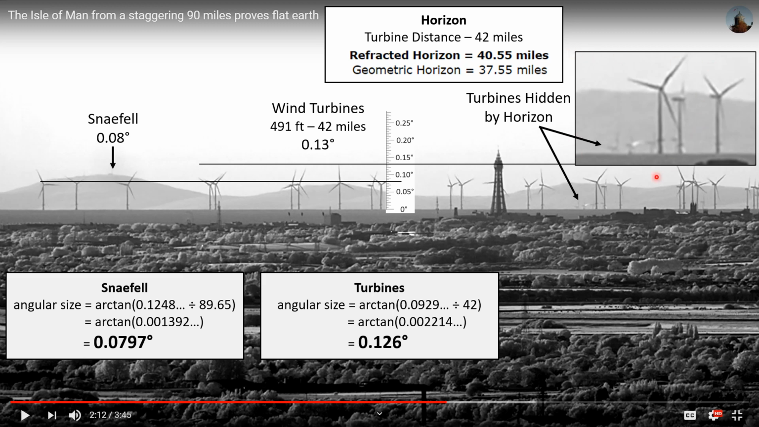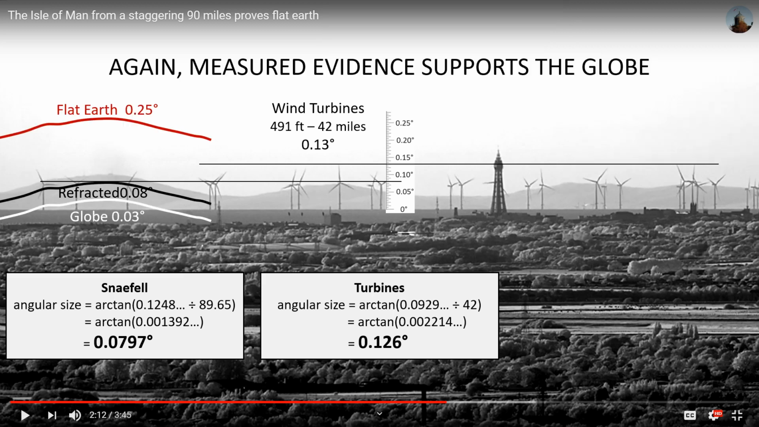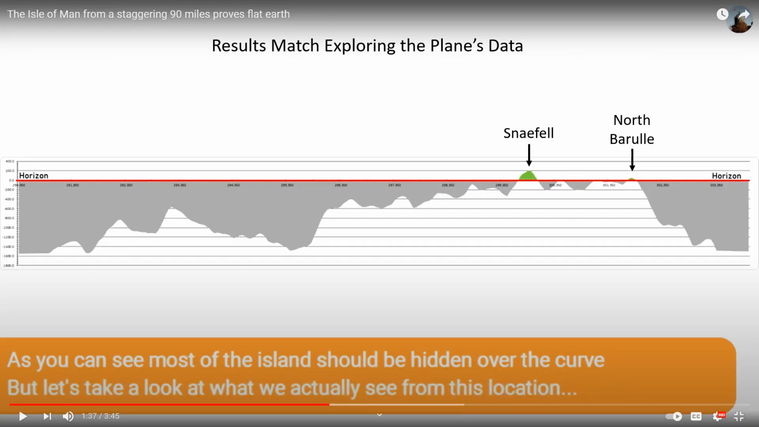And I want to point out something else. This is a blow-up of this area here, and you can clearly see that there are 3 turbines here where most of the mast is hidden by the horizon. Why would we see this on a flat Earth? And here's another example where measured evidence supports the globe. The refracted hidden is the best match, followed by the geometric hidden, and dead last, way up here, is the flat Earth.